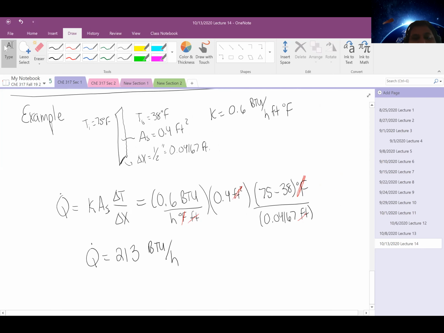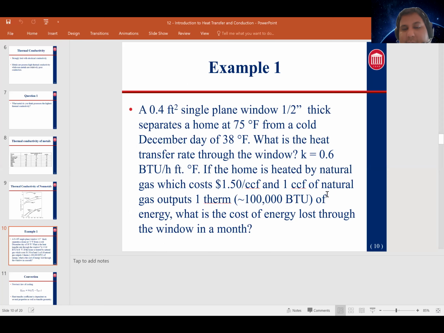So any questions on that example problem? Do you guys kind of see how I was able to apply Fourier's law based on the information given? I assume by your silence that you are all stunned and you are feeling comfortable with Fourier's law. So let's look at the second half of this problem. As it states, if the home is going to be heated by natural gas, which costs approximately $1.50 per CCF. CCF is essentially 100 cubic feet. That's just the way it's written. And if 1 CCF of natural gas outputs 1 therm, which is approximately 100,000 BTUs, this is an actual unit, what is the cost of the energy loss through the window in a month?